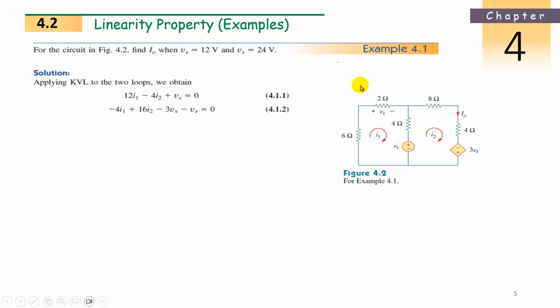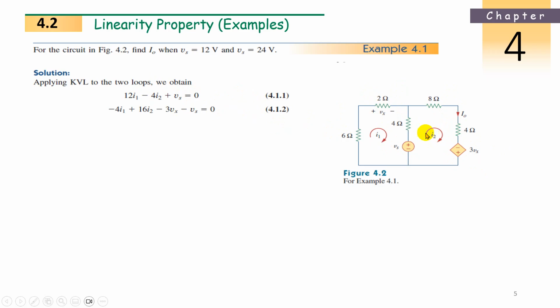6 I1 plus 2 I1 plus 4 I1 minus I2 plus Vs equal to 0. Now rearrange. You will get the same 12 I1 minus 4 I2 plus Vs. Same equation you will get. Okay. This is another trick I told you today. Here also the same trick I told you can be used.